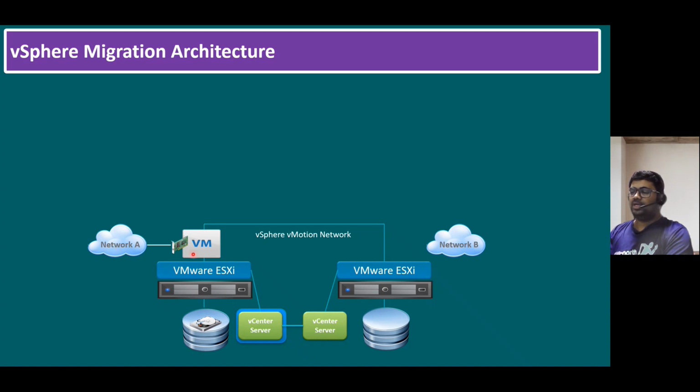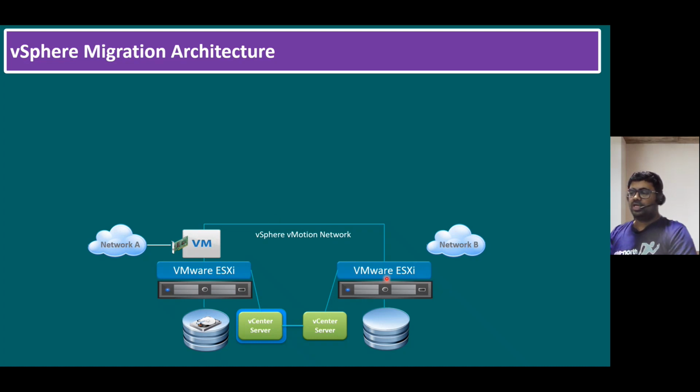To manage multiple ESXi hosts, we require a vCenter, and we are also maintaining another vCenter just for easy understanding. We have another host running ESXi, and it also has shared storage. Both hosts are connected with a VMware vSphere vMotion network. This is the prerequisite to migrate a virtual machine from one ESXi host to another.